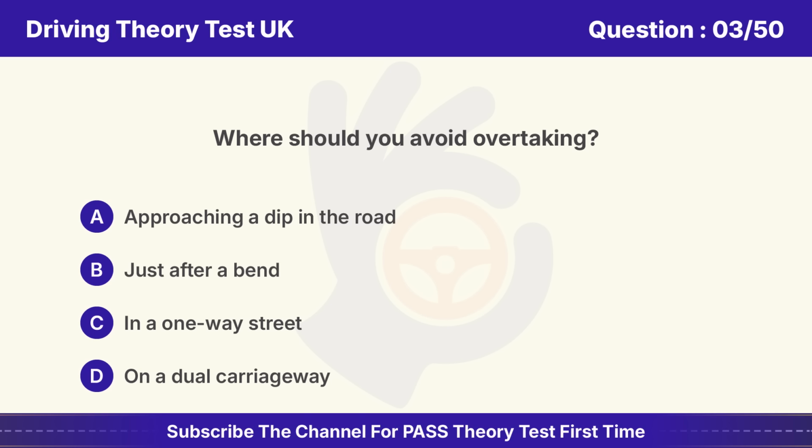Question 3. Where should you avoid overtaking? Option A. Approaching a dip in the road. B. Just after a bend. C. In a one-way street. D. On a dual carriageway. Answer is A. Approaching a dip in the road.